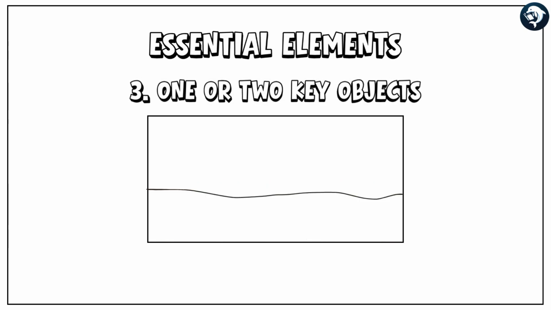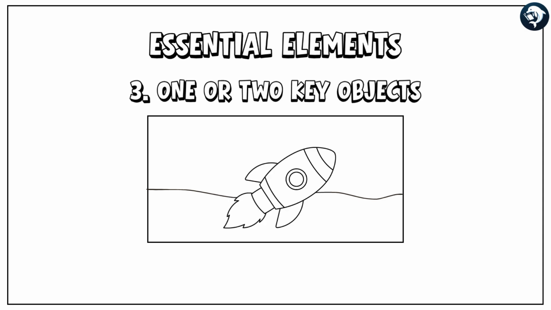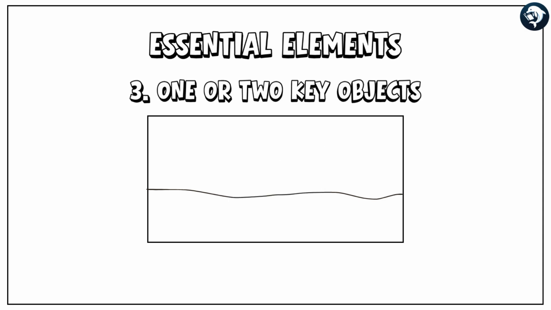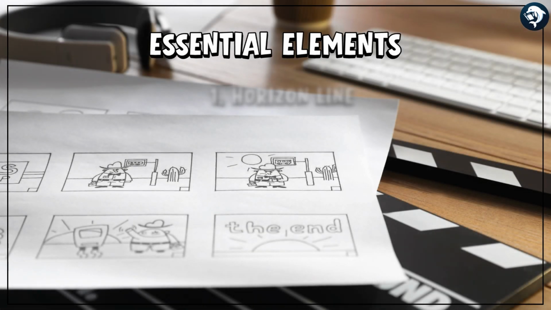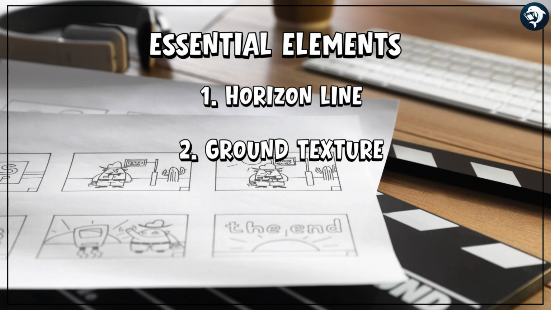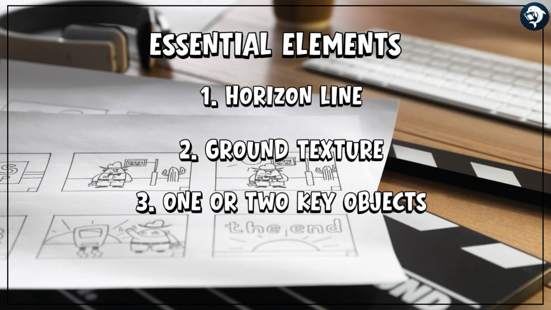1 or 2 key objects. What makes this place recognizable? A tree for a forest, a desk for a classroom, a rocket for a space station. Pick one main thing and draw it simply. That's it. 3 elements. Horizon line, ground texture, and 1 key object.